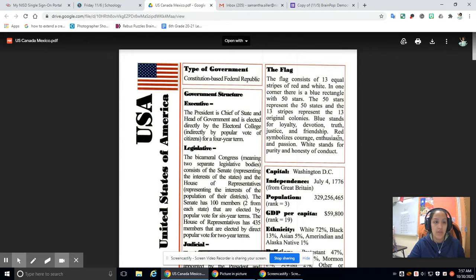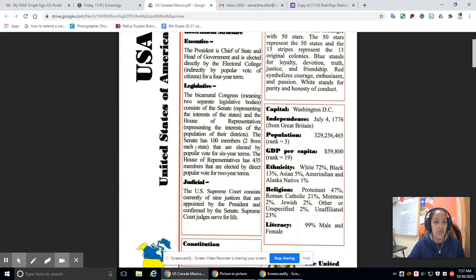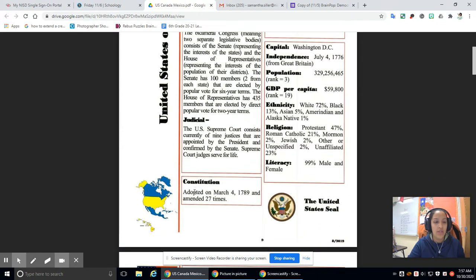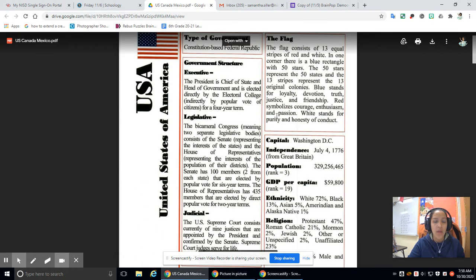And so it says this one's the United States. So each box is its own category. So what type of government do we have? A constitution. It's a federal republic. What kind of structure do we have? We have an executive, legislative, and judicial branch. So we have 3 branches of government. Our Constitution was adopted on March 4th, 1789. And then we have our flag and what it represents.